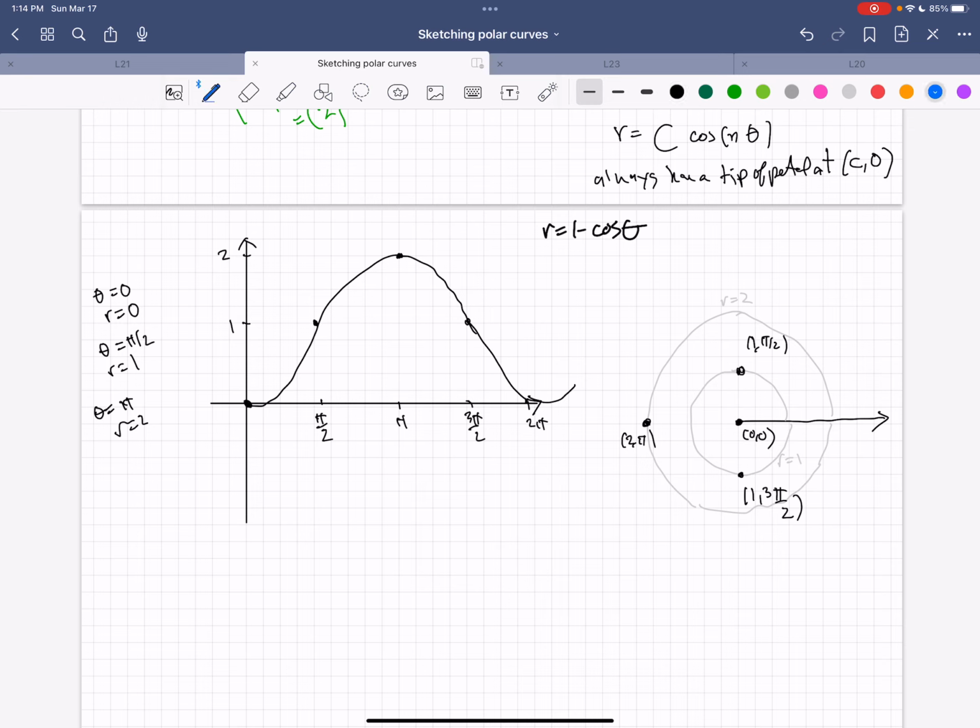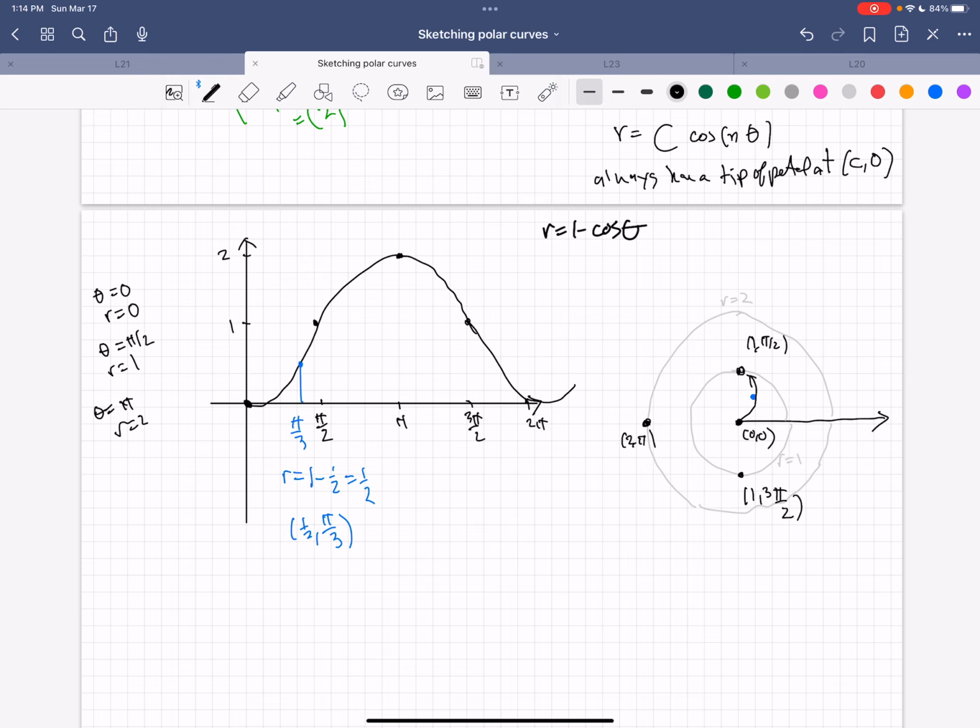So let's say we do pi over 3. Then r is going to be 1 minus cosine of pi over 3, which is 1/2, so 1/2. So then that means we've got this point with radius of 1/2 at the angle theta is equal to pi over 3. So at pi over 3, we get this radius of 1/2. So it's halfway between the origin and that radius of 1 circle. So that tells us now we're going to go like this.